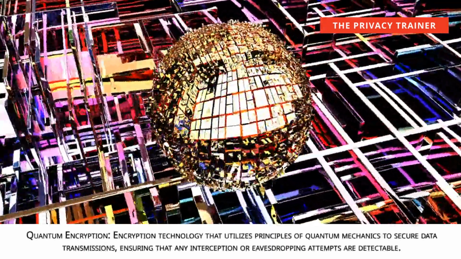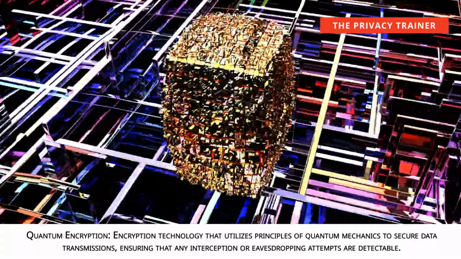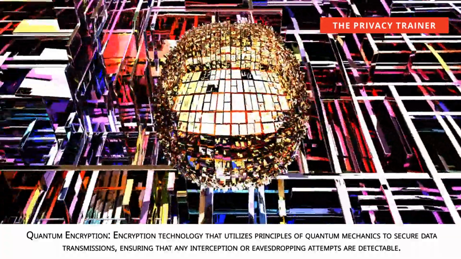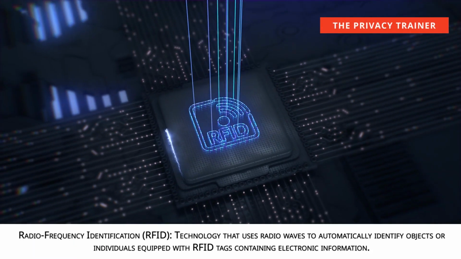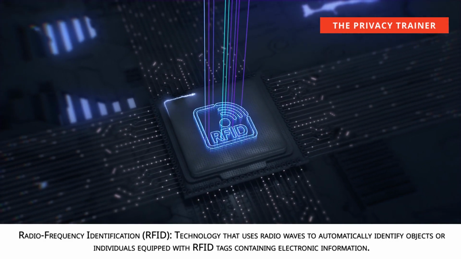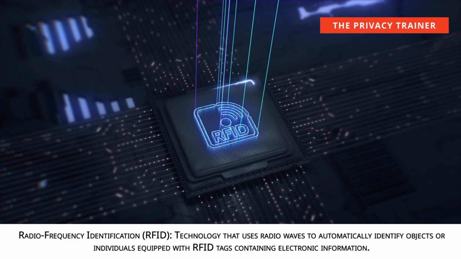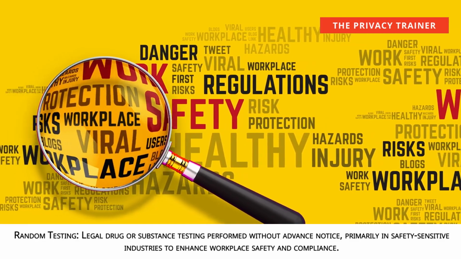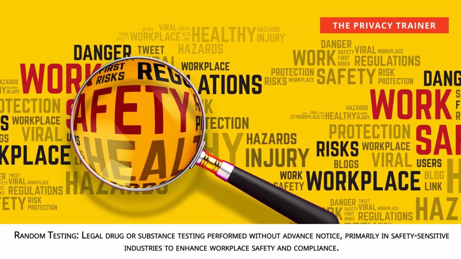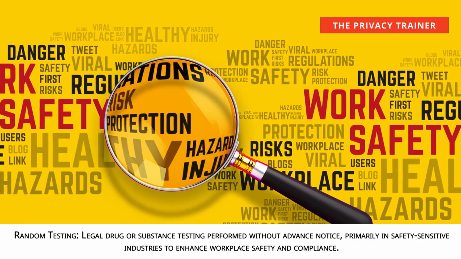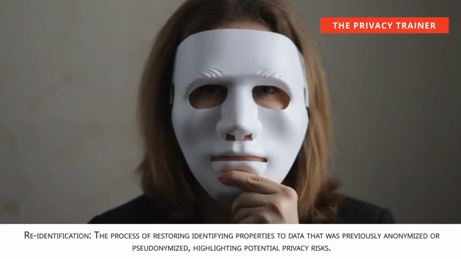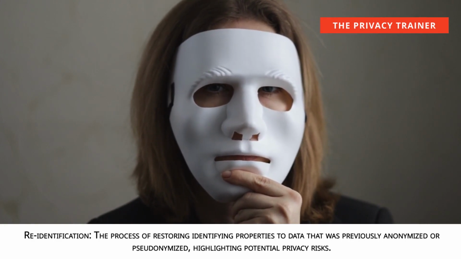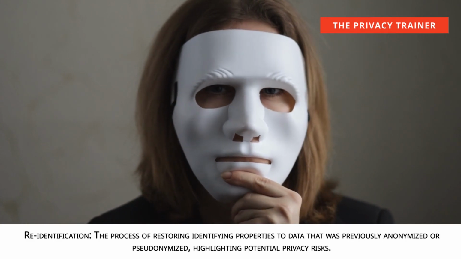Quantum encryption, encryption technology that utilizes principles of quantum mechanics to secure data transmissions, ensuring that any interception or eavesdropping attempts are detectable. Radio frequency identification, RFID, technology that uses radio waves to automatically identify objects or individuals equipped with RFID tags containing electronic information. Random testing, legal drug or substance testing performed without advance notice, primarily in safety-sensitive industries to enhance workplace safety and compliance. Re-identification, the process of restoring identifying properties to data that was previously anonymized or pseudonymized, highlighting potential privacy risks.